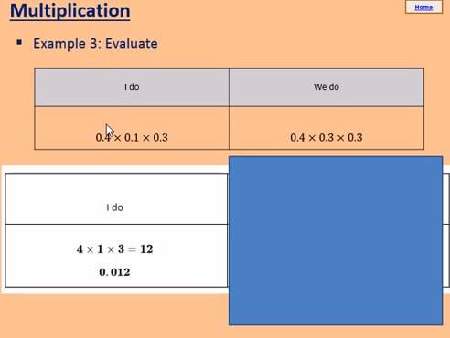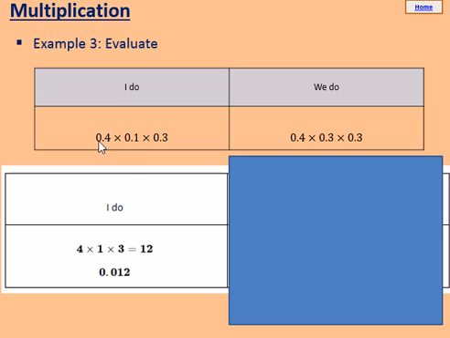Okay, so for the next I do, we've got 0.4 times 0.1 times 0.3. Now, I'm going to make this simpler. I'm going to make it 4 times 1 times 3 because I can calculate that easily. So 4 times 1 times 3 gives me 12. Remember that 0.4 is 10 times smaller than 4, 0.1 is 10 times smaller than 1, and 0.3 is 10 times smaller than 3. So my answer to 4 times 1 times 3 is 12.